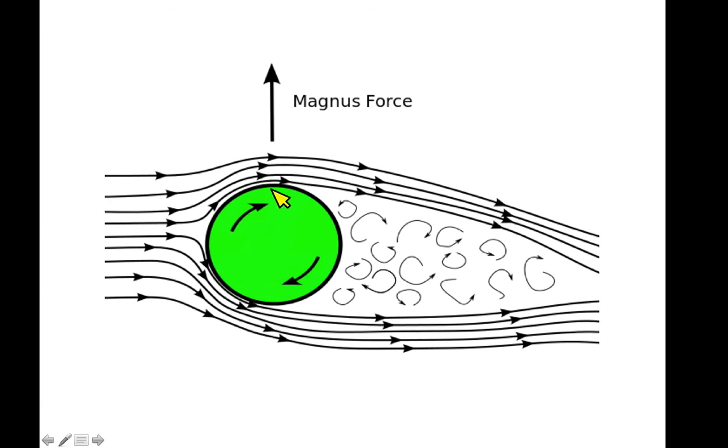But let's look at what happens up above. Here we have the boundary layer, and it's going to be pushing air in the same direction that air is moving across the top of the baseball. So in this case, the boundary layer is pushing air in the same direction that the air resisting the baseball is flowing across the top of it.